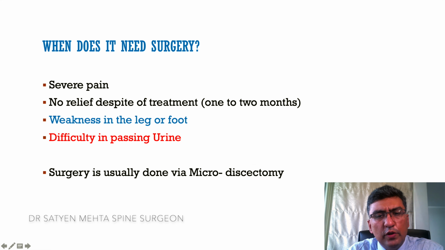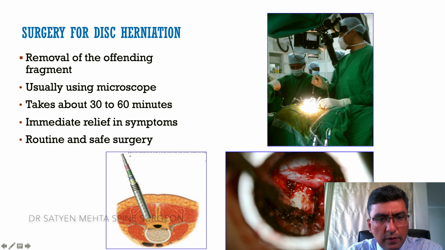Now, surgery, normally we do a micro decompression here. So what we do in a micro discectomy is that we go in from the back and we go straight on the nerve which is getting compressed, and the part which is extruded out pressing on the nerve is removed. Now, this is normally a very simple surgery. It takes about 30 to 60 minutes. Usually we use a microscope in that, and there is immediate relief, more or less, in this. And it's a very routine and safe procedure, so it's nothing to worry about.